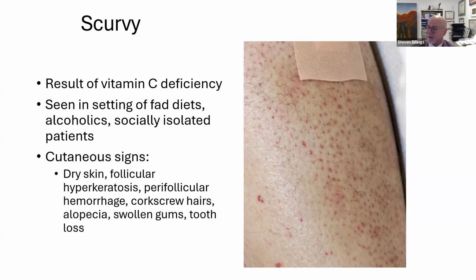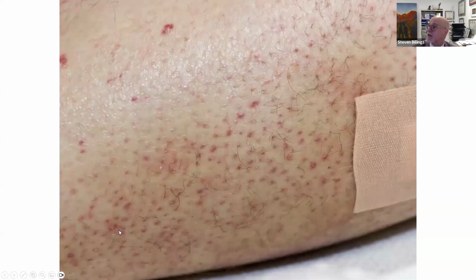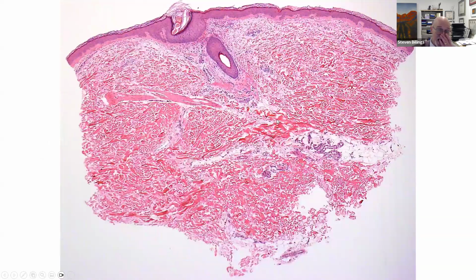And cutaneous signs, you see dry skin, follicular hyperkeratosis, perifollicular hemorrhage, see all this perifollicular hemorrhage, and classically corkscrew hairs. You may also see alopecia, swollen gums, and tooth loss. Just a higher power picture here showing these corkscrew hairs with associated perifollicular erythema. Now, microscopically, there is a clue.